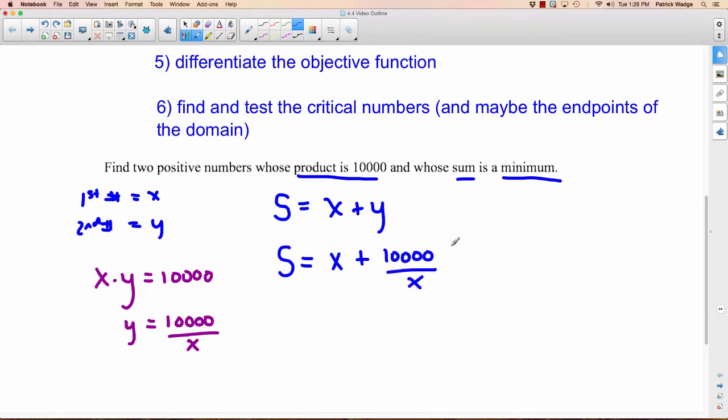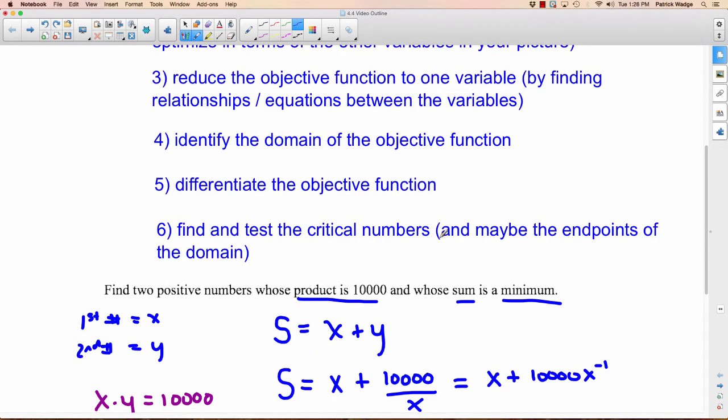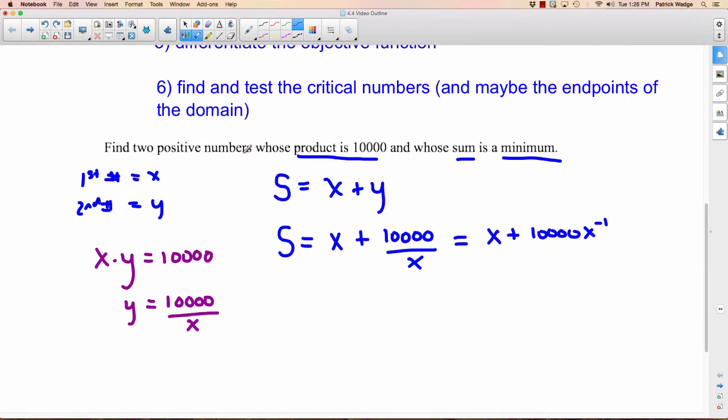And eventually we're going to take the derivative of this, so it might be easier to write this as x plus 10,000 x to the negative 1. This will make it a little bit easier for us. Okay, step number 4 before we take the derivative is to find the domain of the objective function.